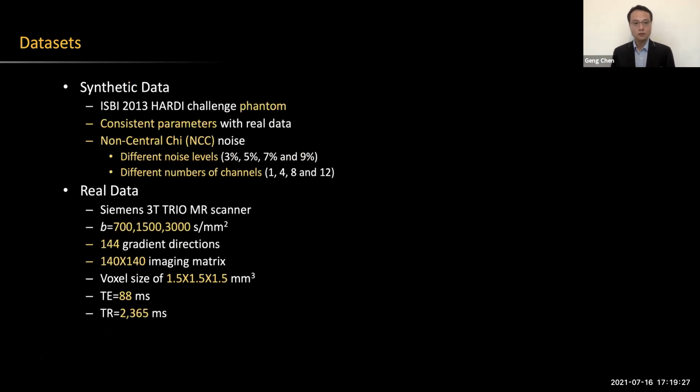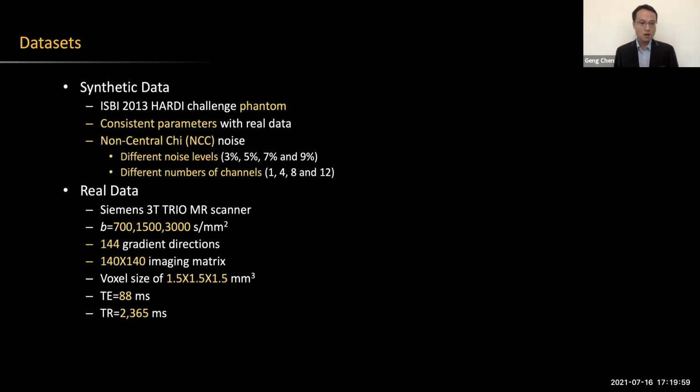This is the dataset we used in our evaluation. We used 2 sets of data. First is synthetic data. Synthetic data is based on the MICCAI challenge phantom, and we simulated the data using parameters consistent with the real data. Different noise settings are considered. We add non-central chi noise with different noise levels and different numbers of channels to the noise-free data to simulate different noise settings.